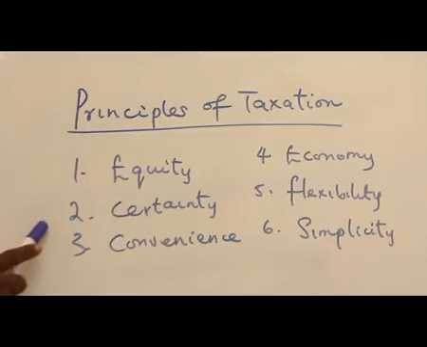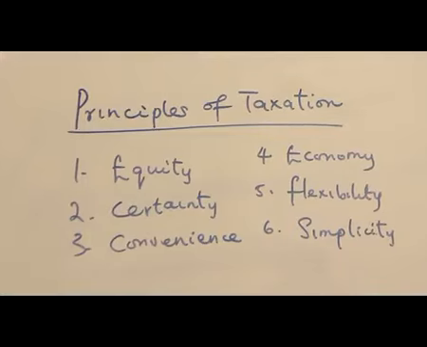Number two, certainty. When you say certainty, the amount, manner, and time of payment should be known to taxpayers. That is, each and every one paying tax should be able to know the amount, the manner, and the time of payment. Number three, convenience. When we say convenience, it should be easy to pay and be collected.